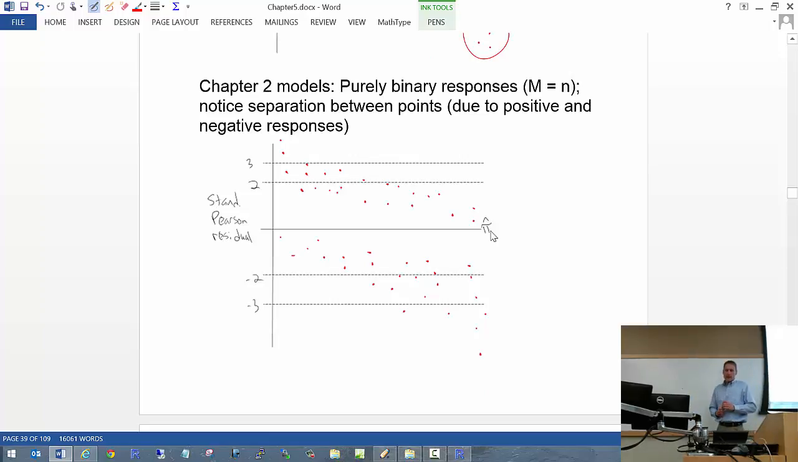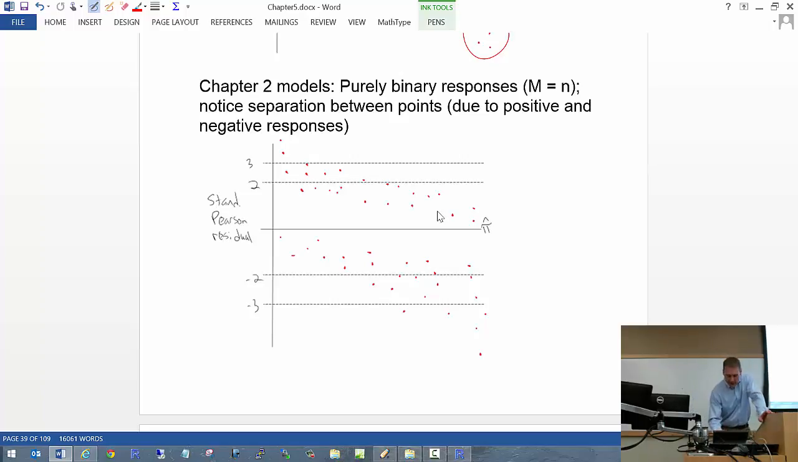Now let's consider again that we have just a chapter 2 model. We have purely binary responses, so the explanatory variable pattern form is essentially the same as my original data. Notice the separation that we have in those points there, and we see a trend too. Is this something to be concerned about? Yes, no, maybe. This is often a yes, or it can actually be a maybe.